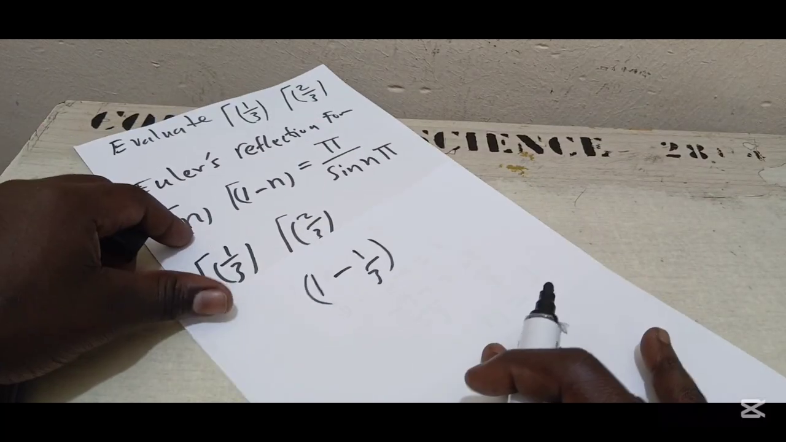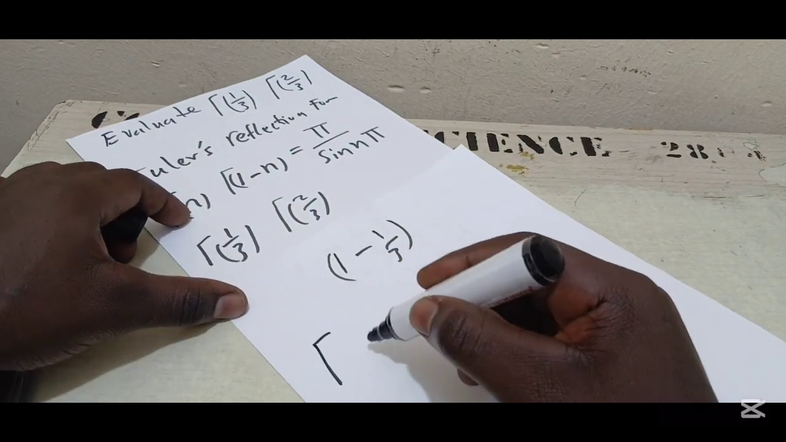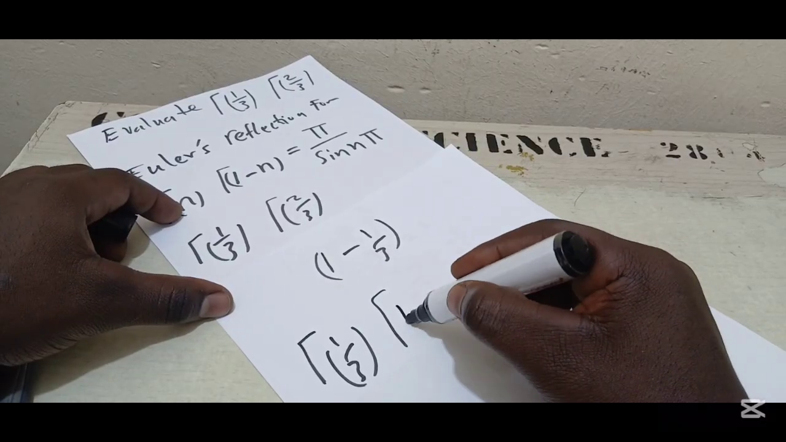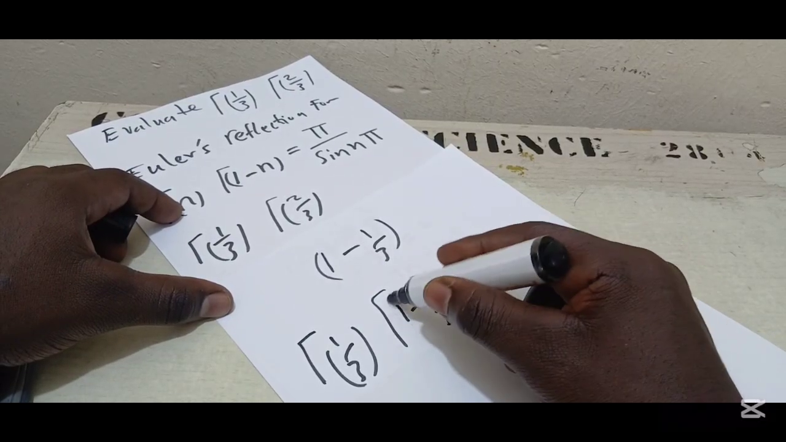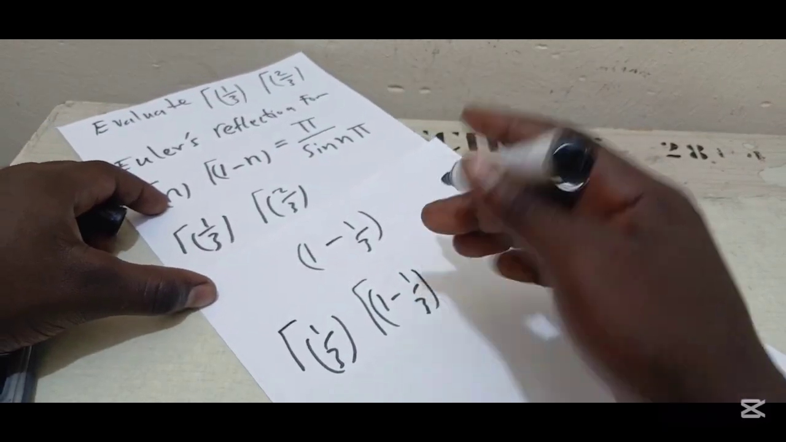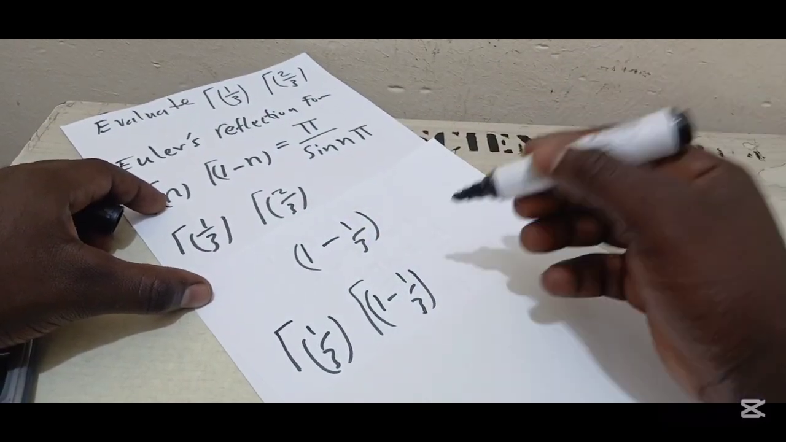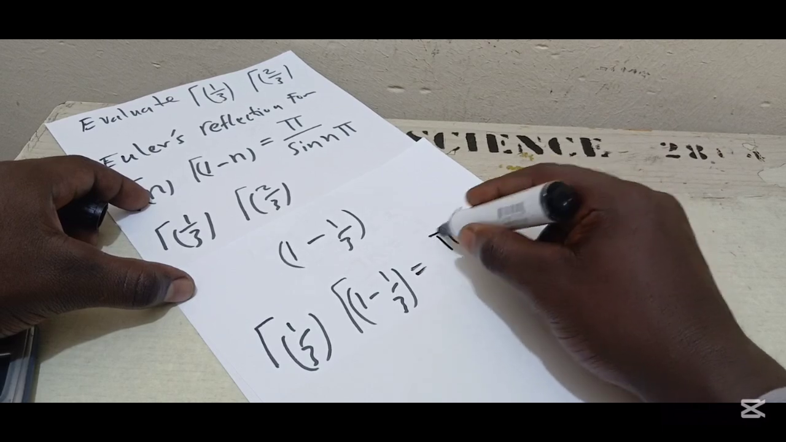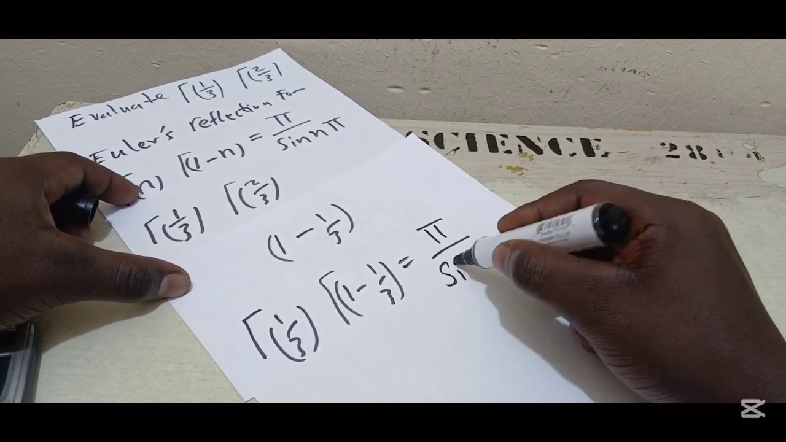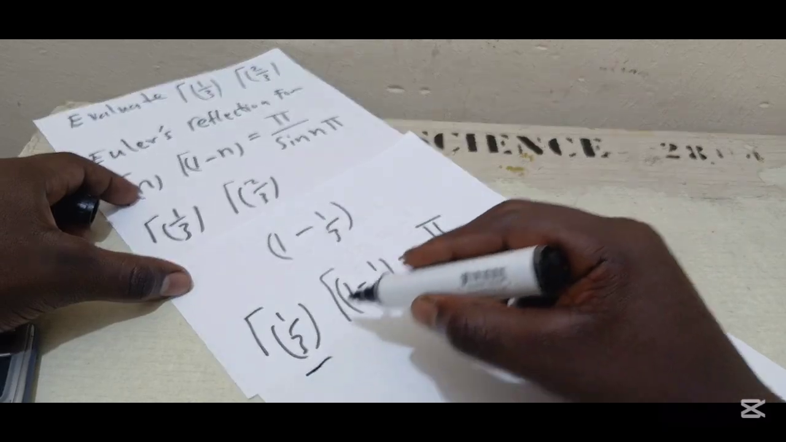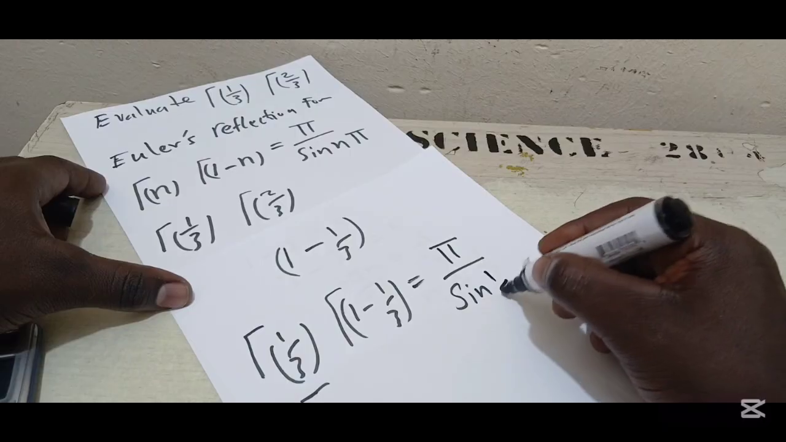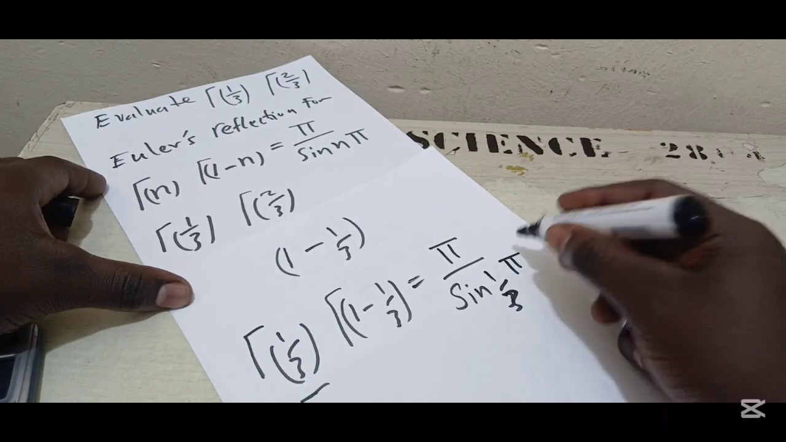So I've decided to use gamma of 1 on 3. So gamma of 1 minus 1 on 3. Because this and this are this. If you simplify this further, you are still going to get this one, nothing changed. So this will be equal to pi over sine n, right? N right here, comparing this to this formula, n right here is 1 on 3. So 1 on 3 pi.